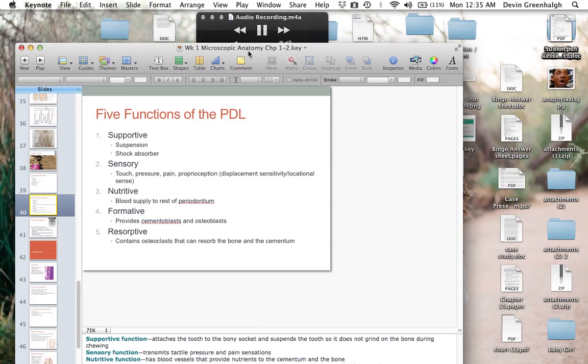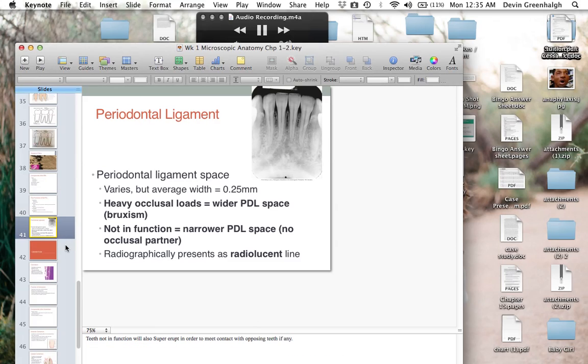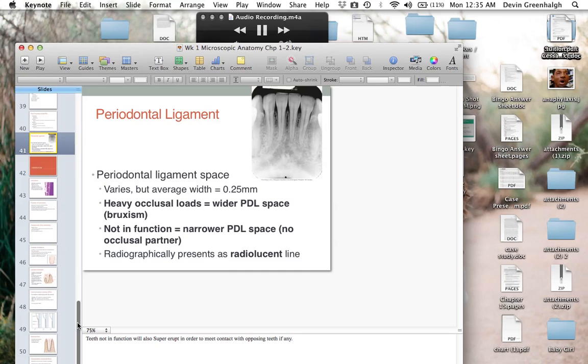Okay. PDL space. It varies in everybody, but the average width is 0.25 millimeters. If you have lots of occlusal loads like bruxing, you have a wider space. If the teeth don't come in contact and don't touch, you have a thinner space.